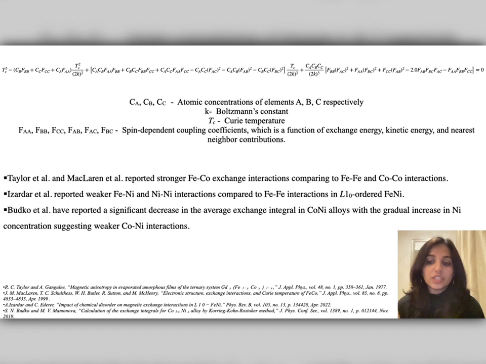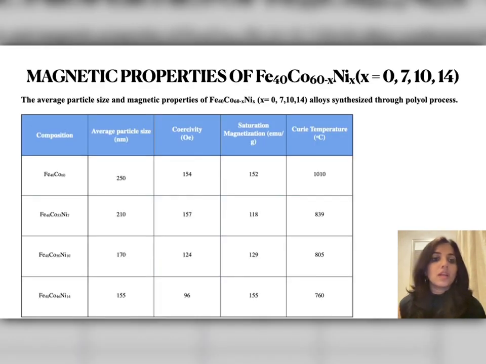So the addition of nickel to the iron-cobalt system may lead to the formation of new interactions which are weaker, and this decreases the average exchange interaction. As Curie temperature can be determined by the average exchange interaction, the nickel addition leads to a Curie temperature that lies between iron and iron-cobalt. The magnetic properties of iron-cobalt and iron-cobalt nickel alloys are tabulated here.